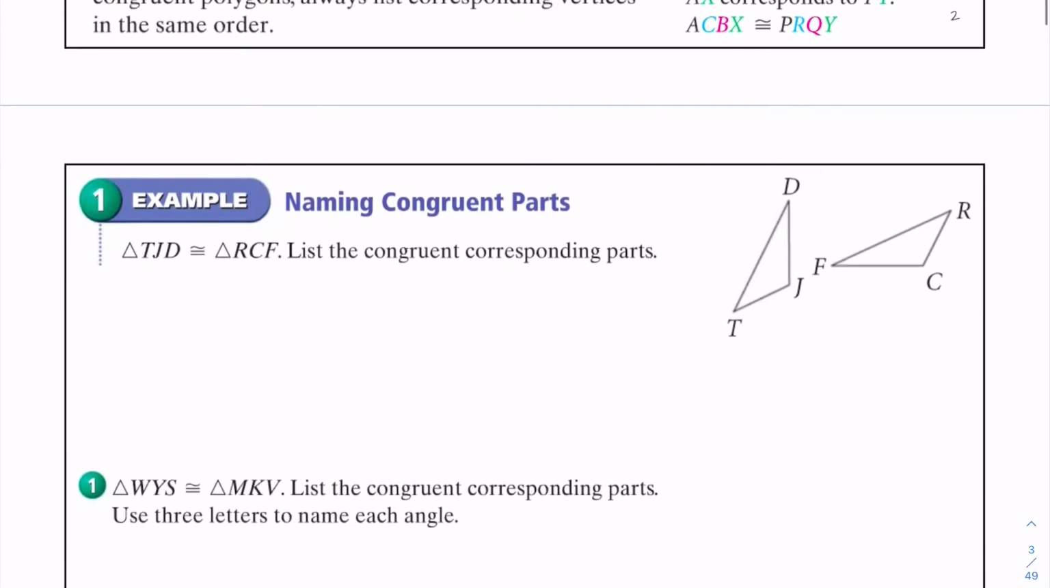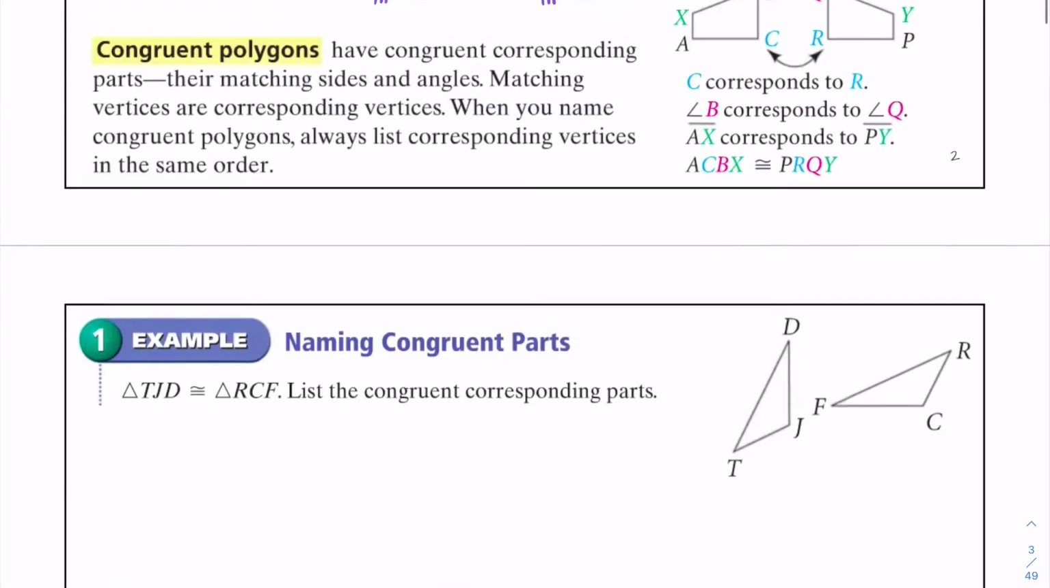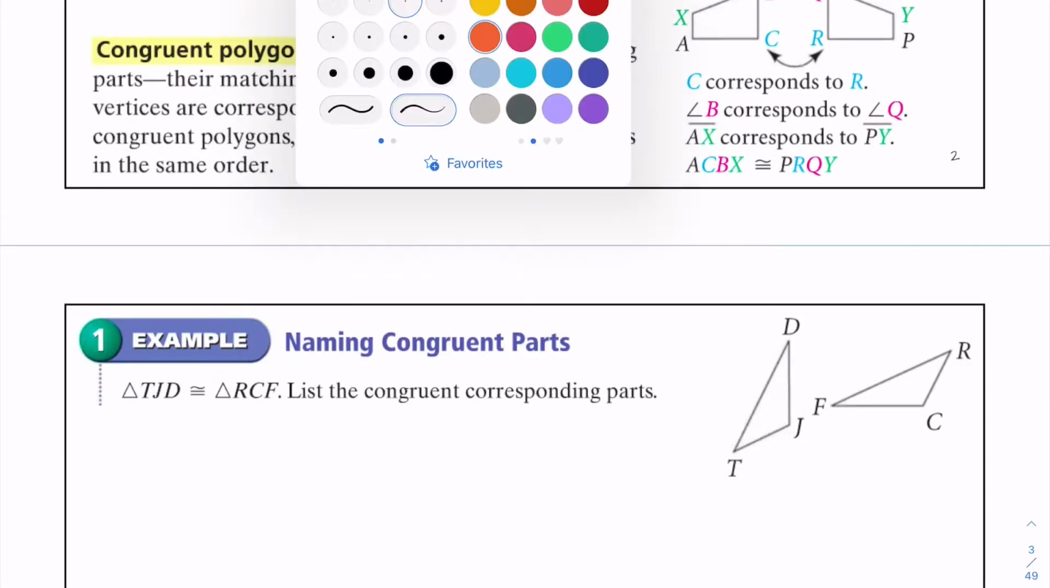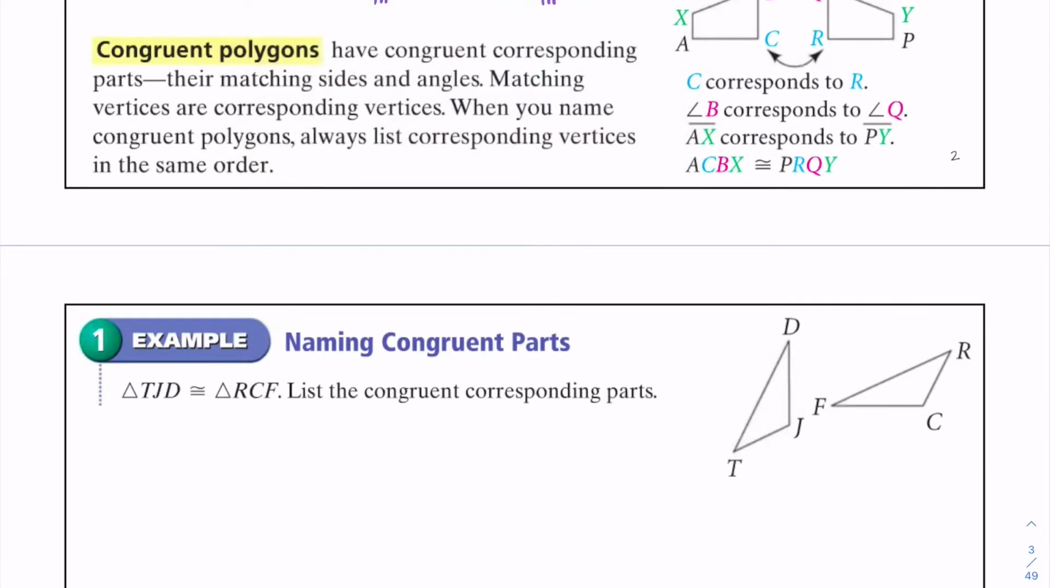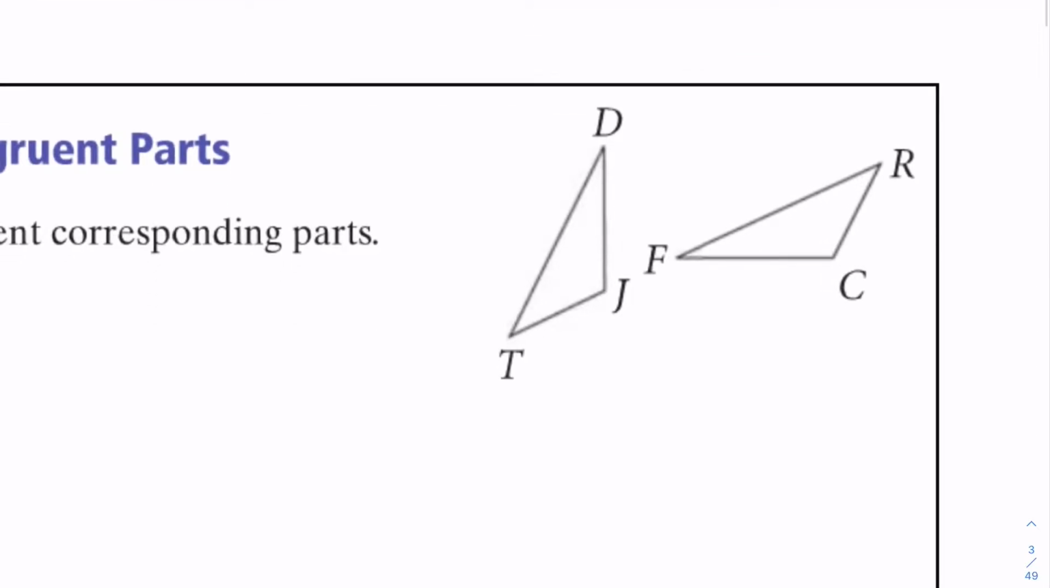Okay. So in this one, TJD is congruent to RCF. So TJ is congruent to RC. Oh, this is not working.